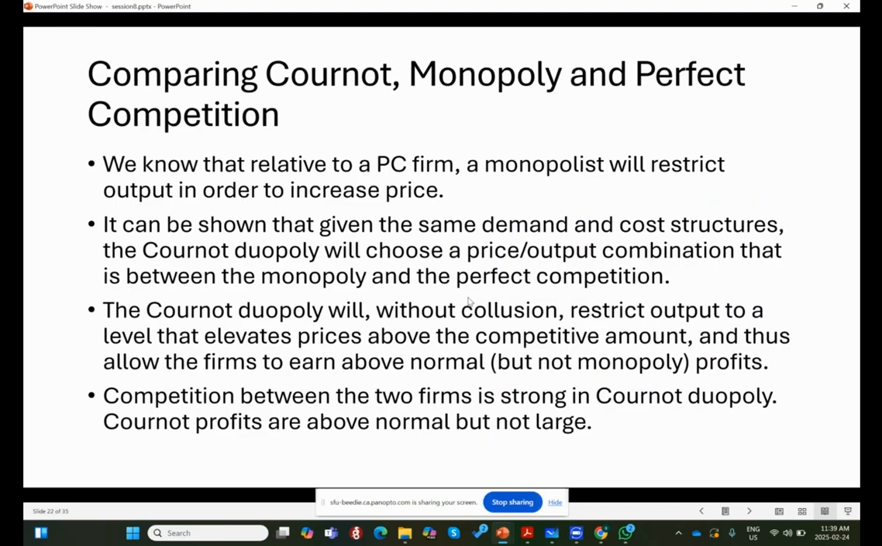Since the price is higher, that means the profit for the Cournot duopoly is going to be greater than 0, which is the economic profit of a perfect competition firm, right? So the economic profit for the Cournot model is greater than perfect competition, but for sure lower than monopoly profit, right? So the profit and the price under Cournot are somewhere between monopoly and perfect competition.